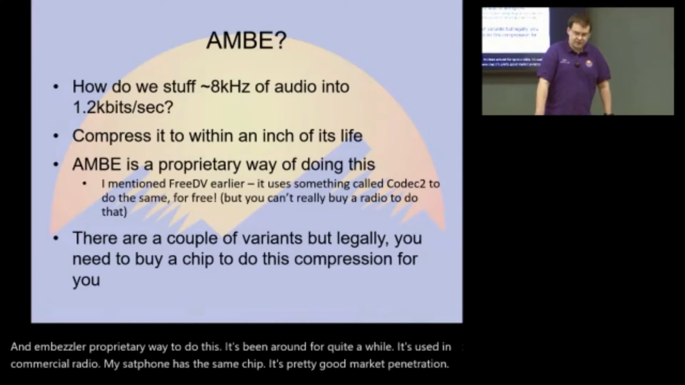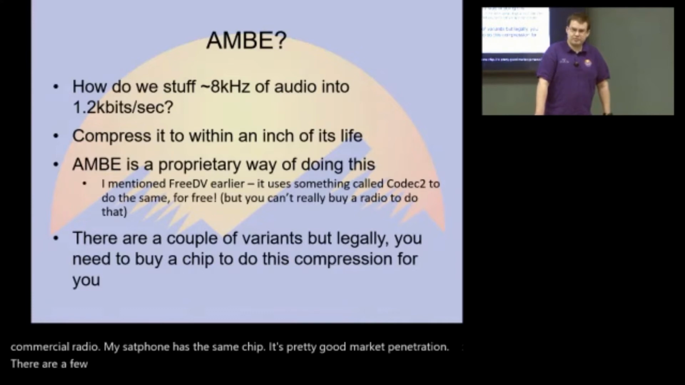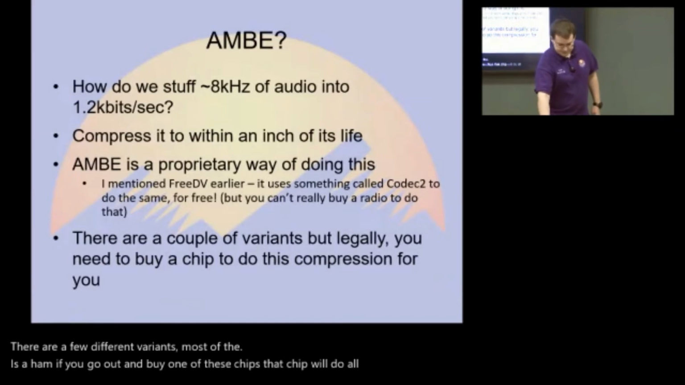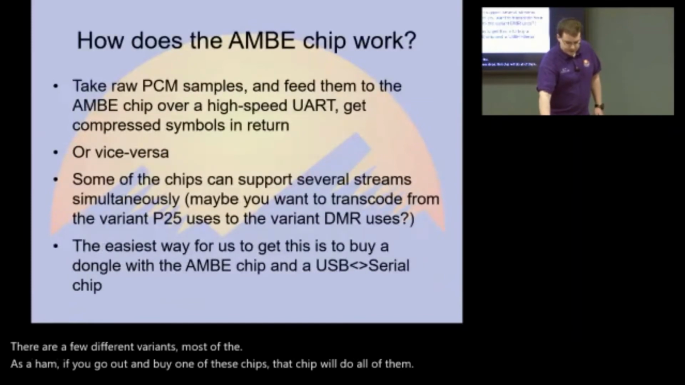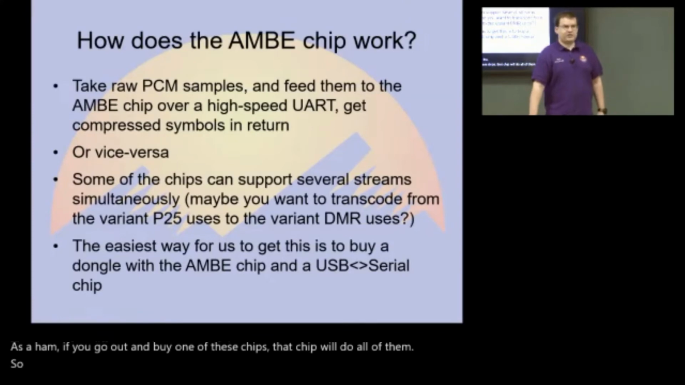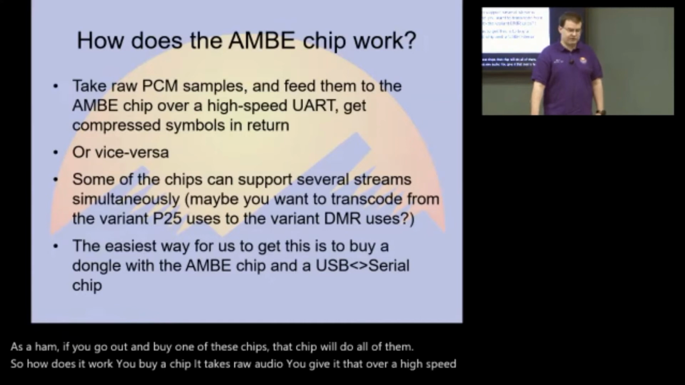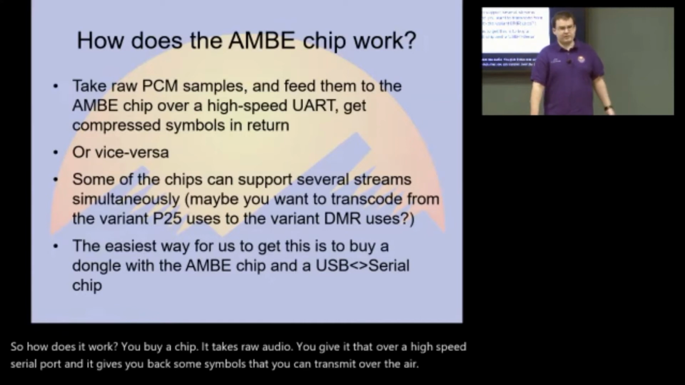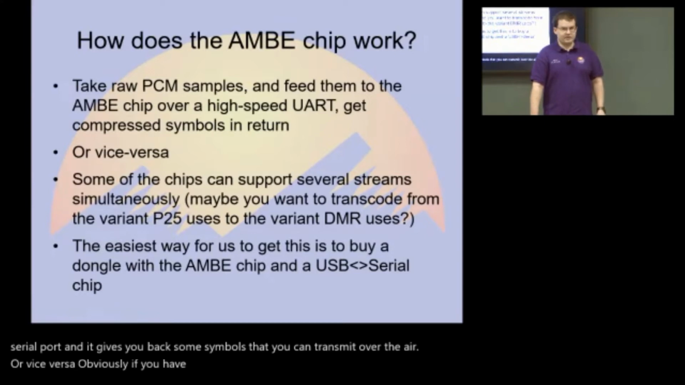There are a few different variants. As a ham, if you go out and buy one of these chips, that chip will do all of them. So how does it work? Well, you buy a chip, it takes raw audio, you give it that over a high-speed serial port, and it gives you back some symbols that you can transmit over the air. Or vice versa, obviously, if you have compressed audio, the chip will give you listenable audio back.